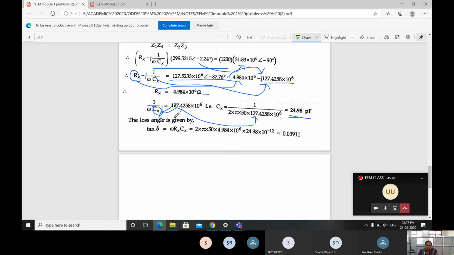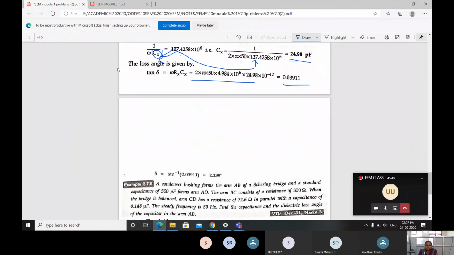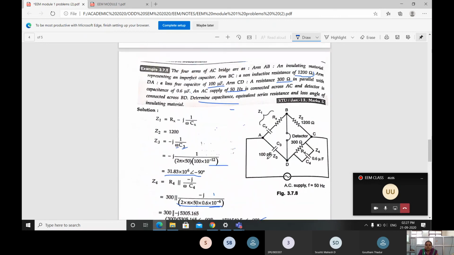Then the loss angle is given by tan delta, which is omega Cx into Rx. We know Rx and we also know Cx. Substitute here and you will be getting 0.03911. But if I am able to get tan delta, what is my delta now? The loss angle is tan inverse of this value. If you calculate, you will be getting 2.239 degrees. This is how you have to solve the problem.